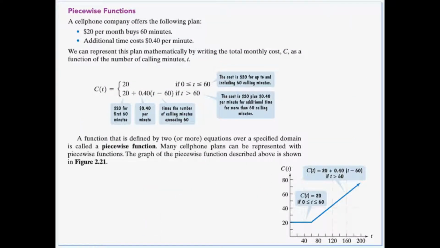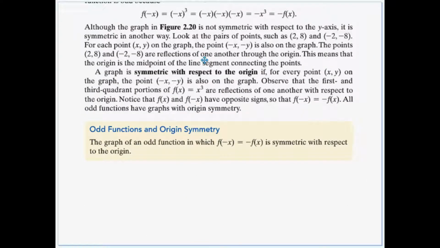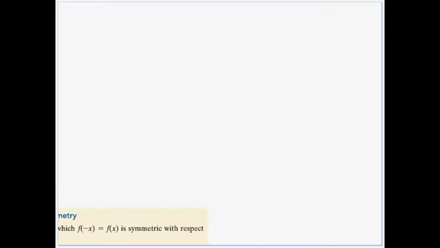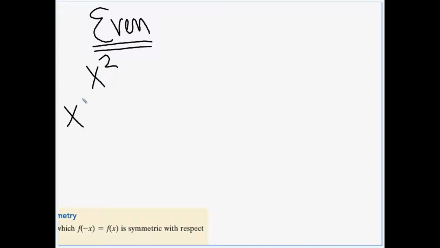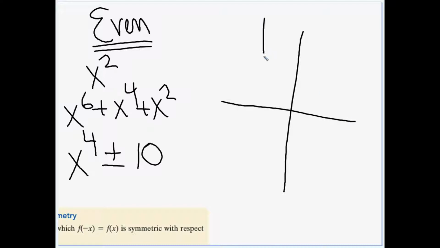Before we talk about this, I didn't mention this in class, I usually save this for the next day, but here is the so-called shortcut for whether a function is even or odd. If a function is even, it will have all even exponents, like x squared, or x to the 6th plus x to the 4th plus x squared. As long as all the exponents of our variables are even, it's an even function. And we can also get away with adding or subtracting a constant, like x to the 4th plus or minus 10, because that plus or minus shifts us up or down.